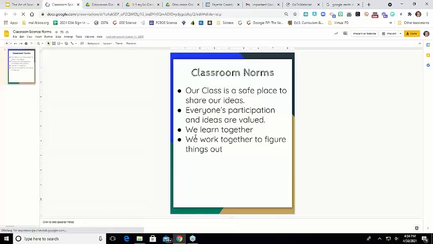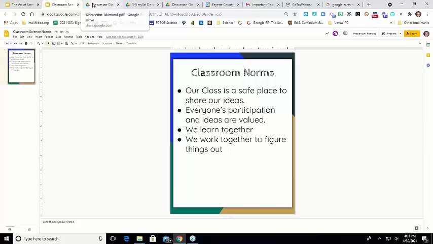I start off with, these are my suggestions, but I also leave room for my students to put their own agreements on here. I think it really helps, and they tend to hold each other accountable when it's things that they suggest and agree upon. Some of the things for our norms were that our class is a safe place to share ideas. Everyone's participation and ideas are valued. We learn together and we work together to figure things out.